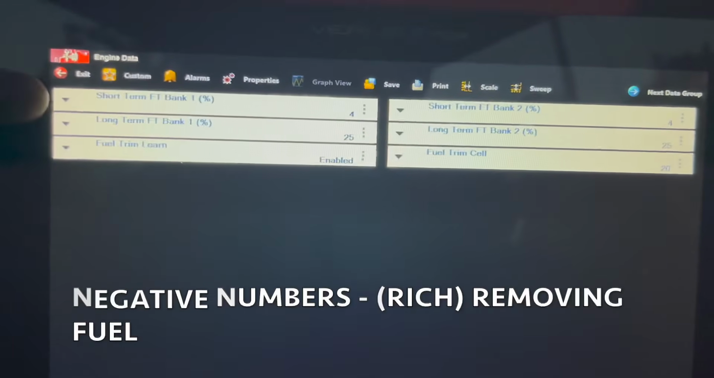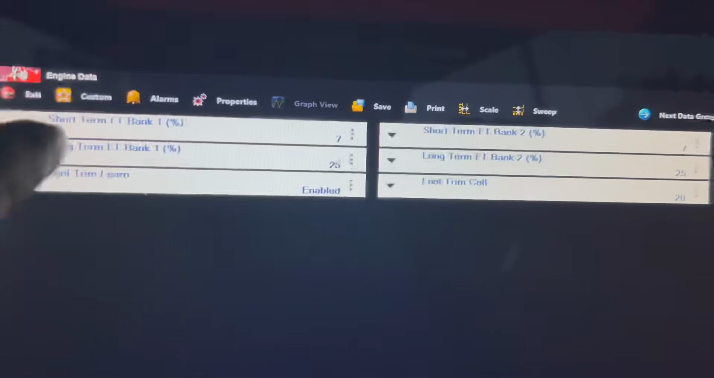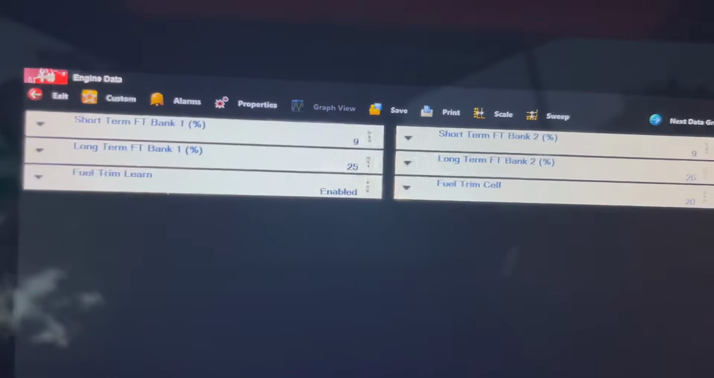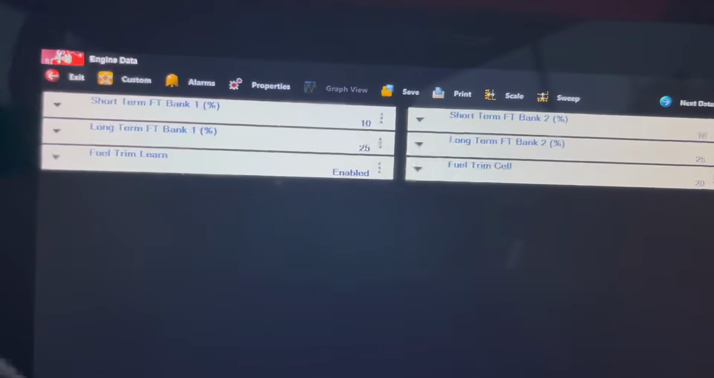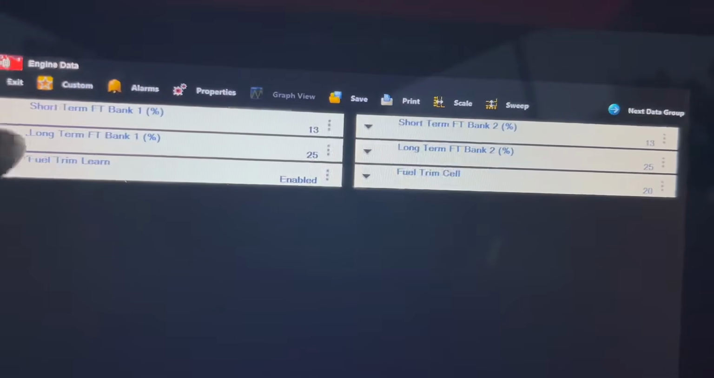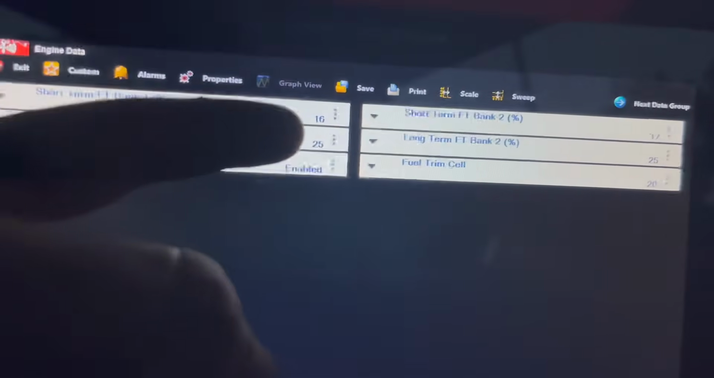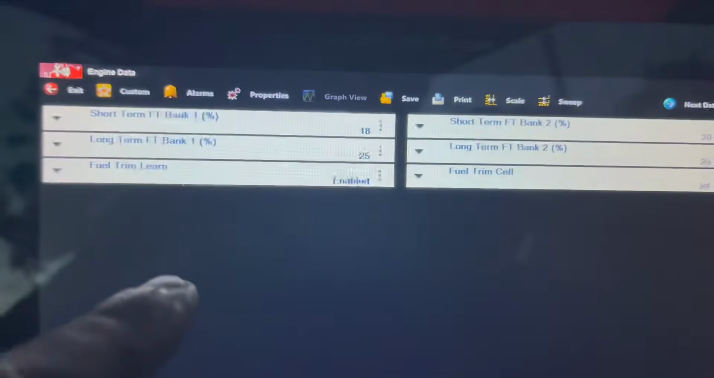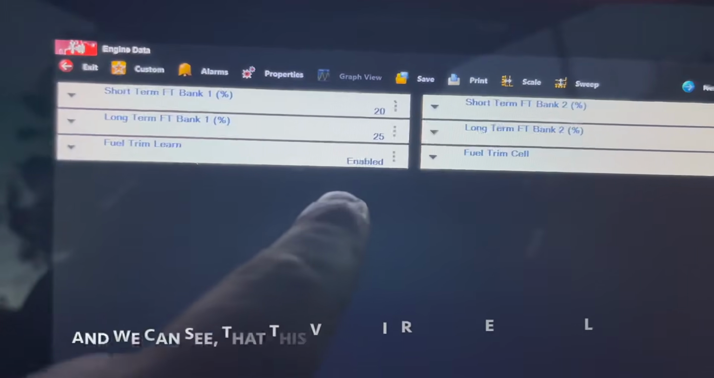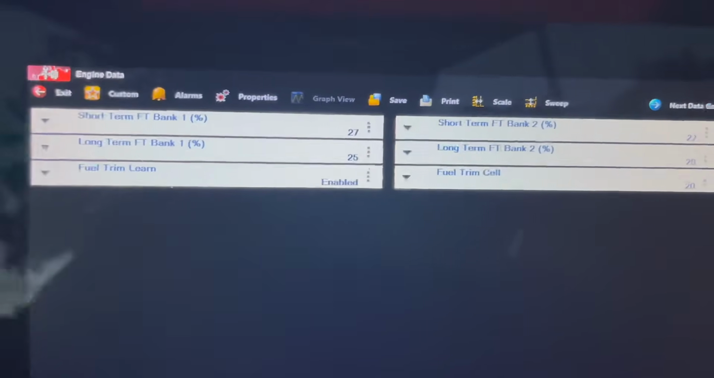If we look at short-term 1 and long-term 1, the long-term is basically what's learned, and the short-term is what's going on right now. If y'all want me to do another video explaining this a little more, I'll do that. But from this fast little test, if we add these two together, we have a fuel trim that is creeping up: 45, 46, 47, positive 47, positive 50. It's going up, man.